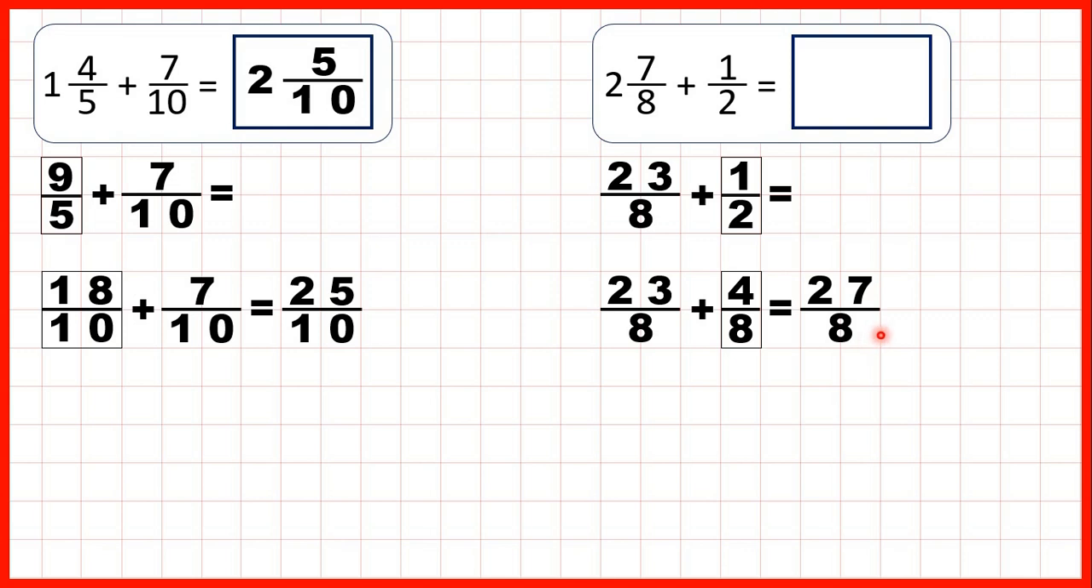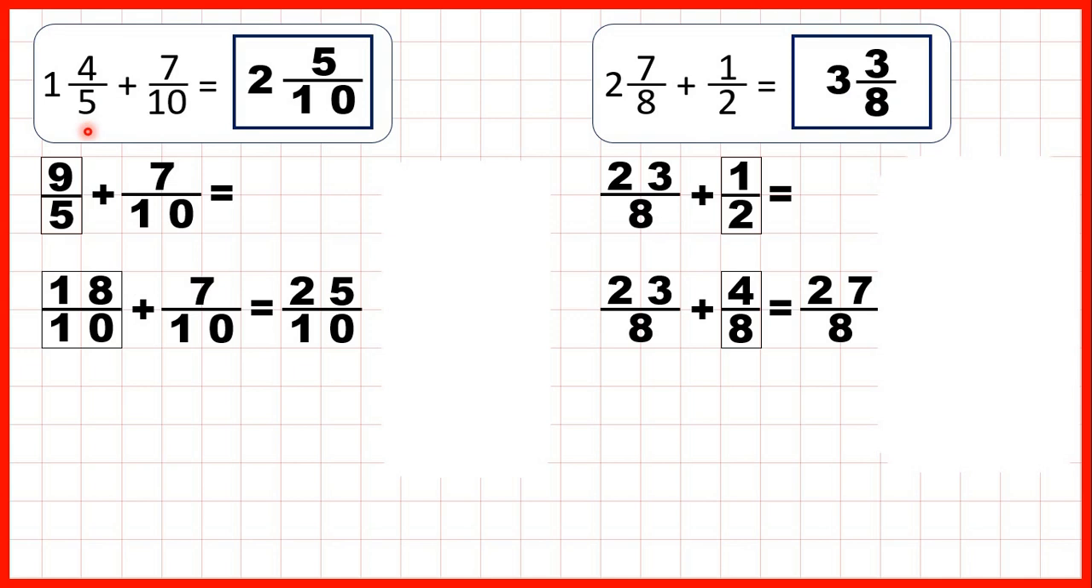If we want to turn that back into a mixed number, then we can divide 27 by 8. That's 3 remainder 3, and the denominator stays the same, so our answer is 3 3/8.